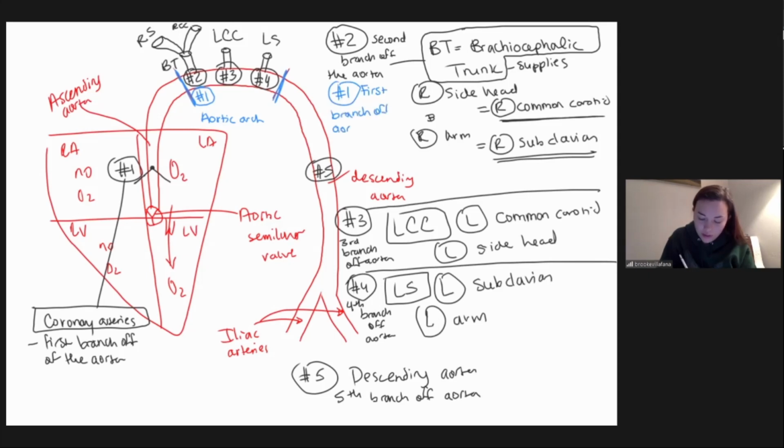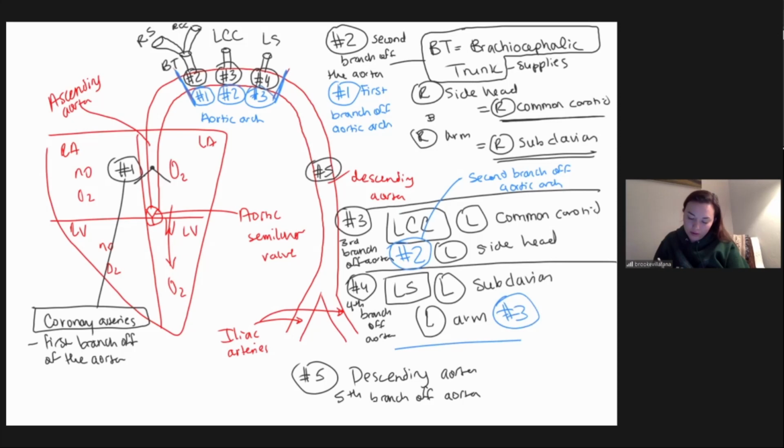So make sure you read your question carefully. Is it asking you aortic arch or aorta? The next branch off the aortic arch is the left common carotid. So kind of out of room, I'm just going to write number 2. I guess I'll draw it up here. Second branch off aortic arch. Number 3, third branch off aortic arch is going to be the left subclavian. Good. Third branch. I'll put AA, aortic arch.